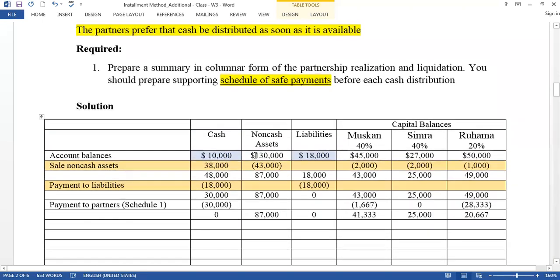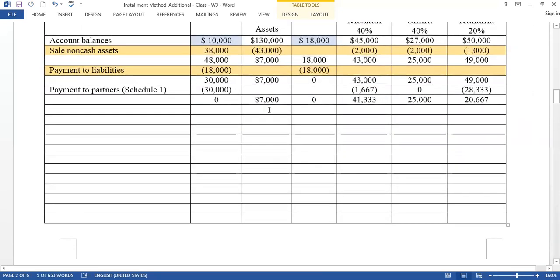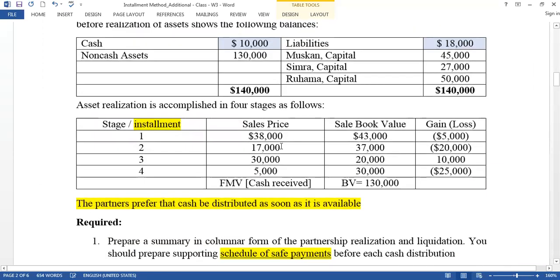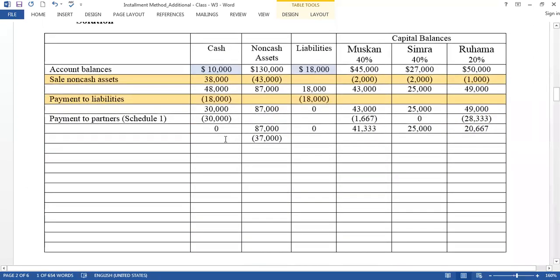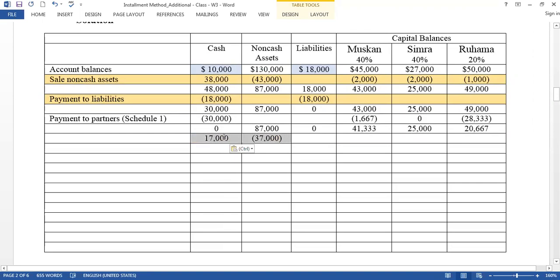Now we are going to sell assets again. We are going to sell $37,000 of our asset. Okay, $37,000 asset we are going to sell. And after selling, we receive cash $17,000. We receive cash $17,000. So bad news, right? $20,000 loss.